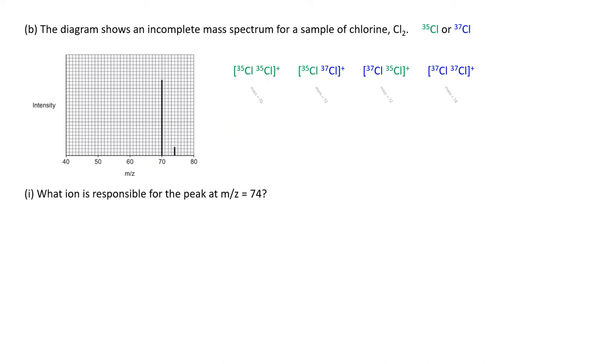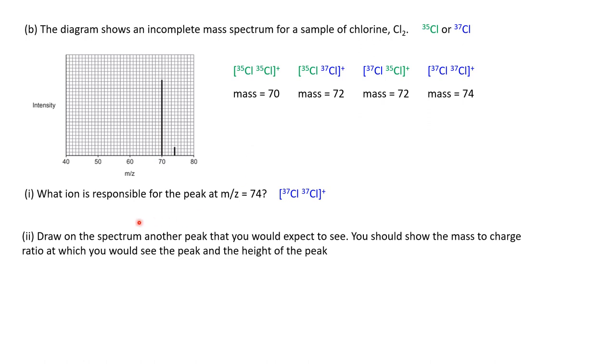Okay, so looking at the masses, 70 there, so that's the peak for 70, 72, and then 74. So which ion is responsible for 74? The Cl2, in which both of the chlorines are chlorine 37. Draw another peak you'd expect to see. You should show the mass to charge ratio at which you would see the peak and the height of the peak. Well, the mass to charge, we already know, is going to be there at 72. So that's my pretty little line there.